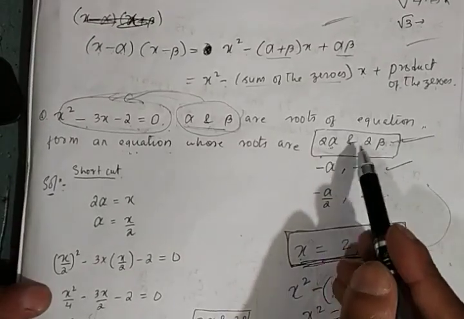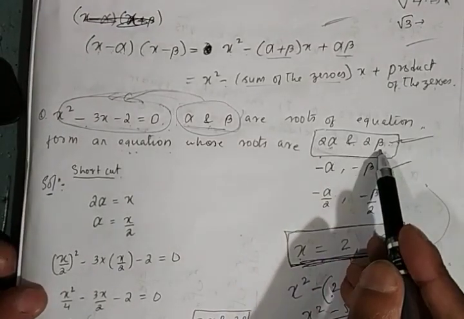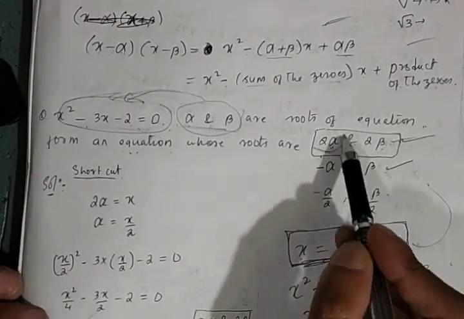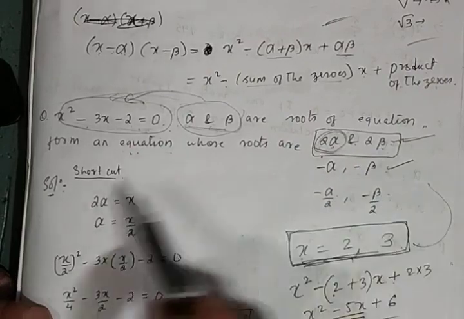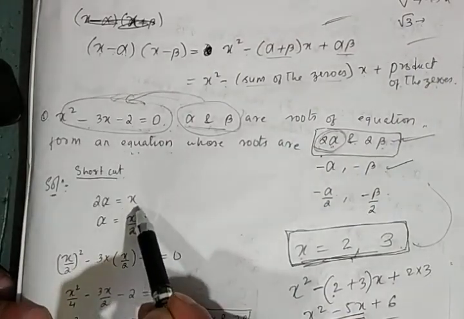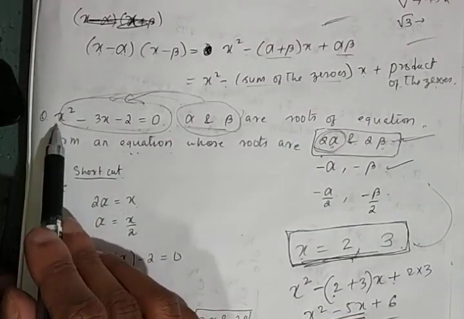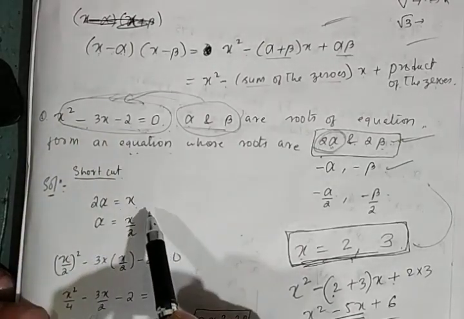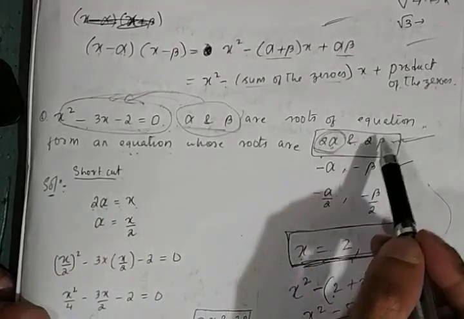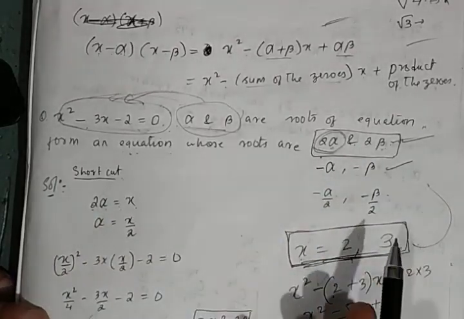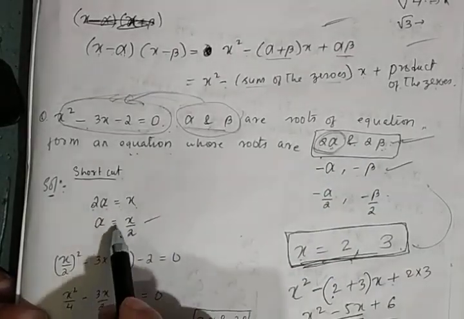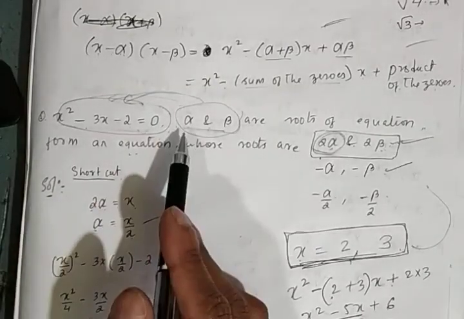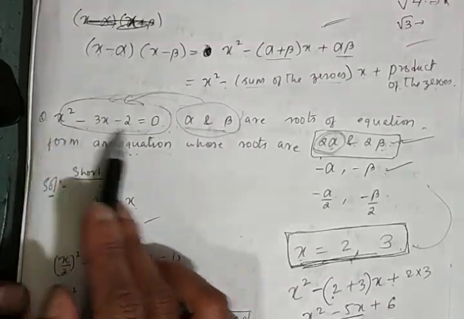See, 2 alpha and 2 beta. So in this case, what you'll do first: whatever 2 alpha you take, or 2 beta, just let it be equal to x. So 2 alpha equal to x, or you can write 2 beta also equal to x. It's your choice. And what is alpha? Alpha is x by 2. Okay, alpha is a zero of what? Alpha is a zero of this equation, right?